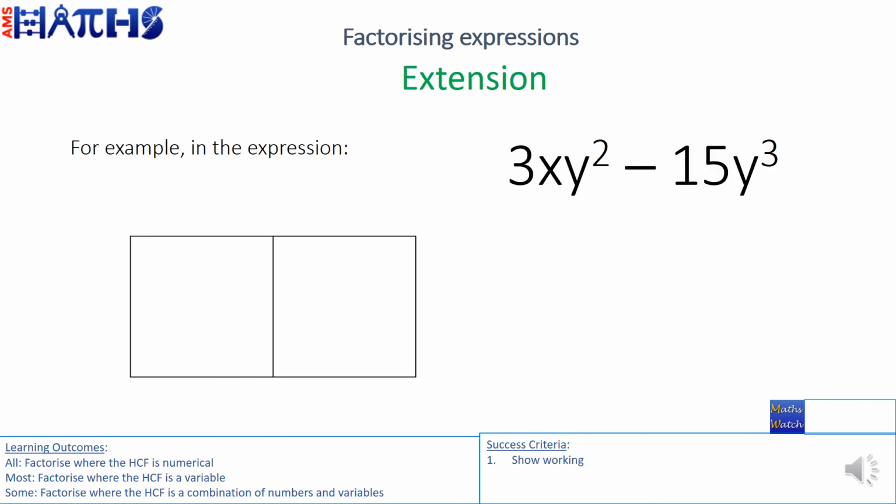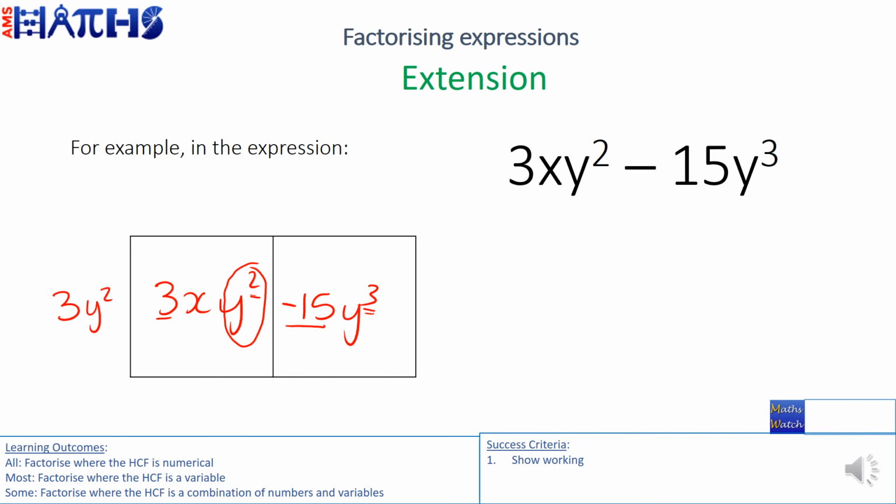Got some extension problems, and so again we're going to put the terms in the relevant boxes. 3xy squared and minus 15y cubed. We know our highest common factor. We have letters and numbers together, so find the highest common factor of the numbers, which is 3. And then we have y being common, one with squared and one with cube, so we choose the smaller of the two powers, so it's y squared that we're going to place outside for our highest common factor.